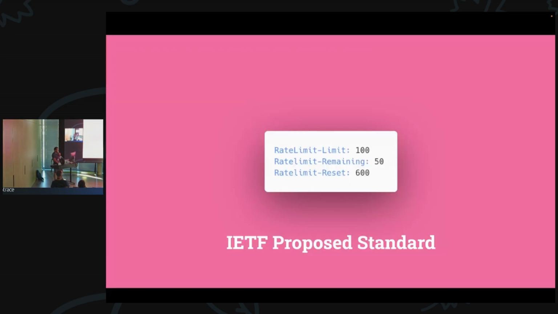What can you do about it? Well, if you want to be a good citizen of the web, it's very easy. There's a standard for that. Every website, every API sends you headers. Those are rate limit headers. That's the IETF proposed standard. Now, what you should do is just parse these headers, wait for the given time, for example, in this case, 600 seconds, and then continue parsing. Easy. You have 100 pages that you can request. You have 50 remaining. And once you're done, you wait for 600 seconds. Easy.